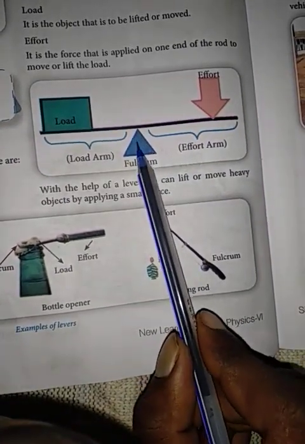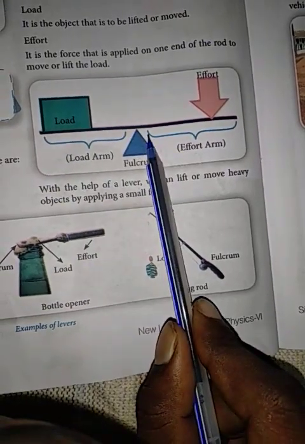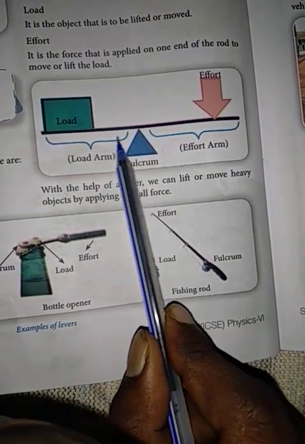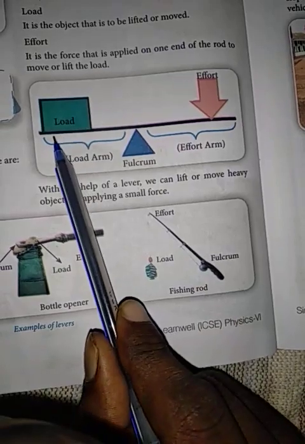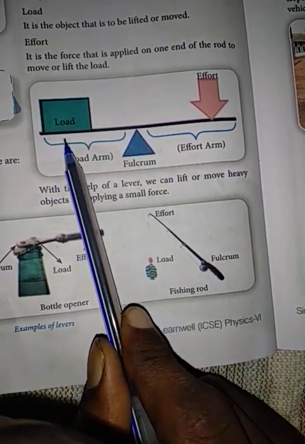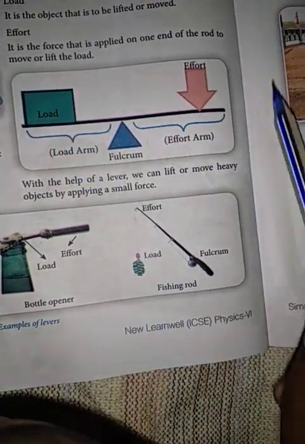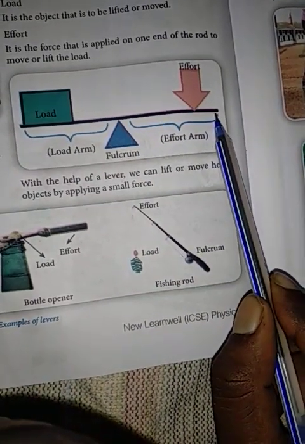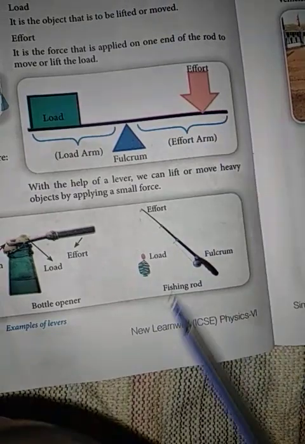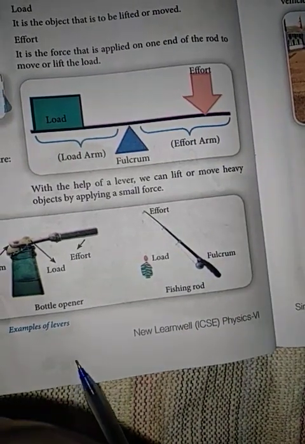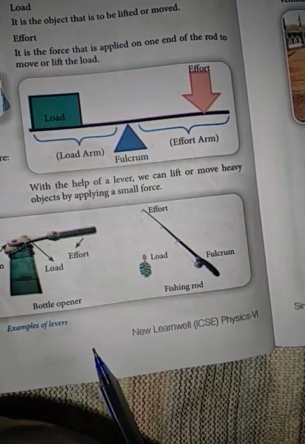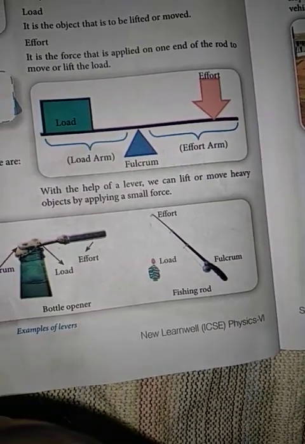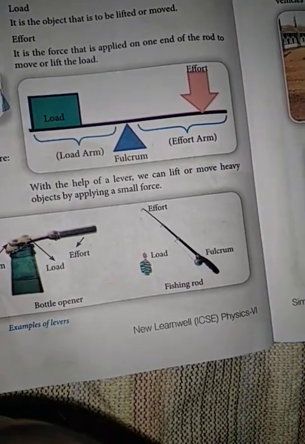Now, the distance between the load and the fulcrum is called the load arm. In the lever, the distance from the fulcrum to the load is called the load arm, and the distance between the fulcrum and the effort is called the effort arm. With the help of a lever, we can lift or move heavy objects by applying small force. So why do we use a lever to lift a load?